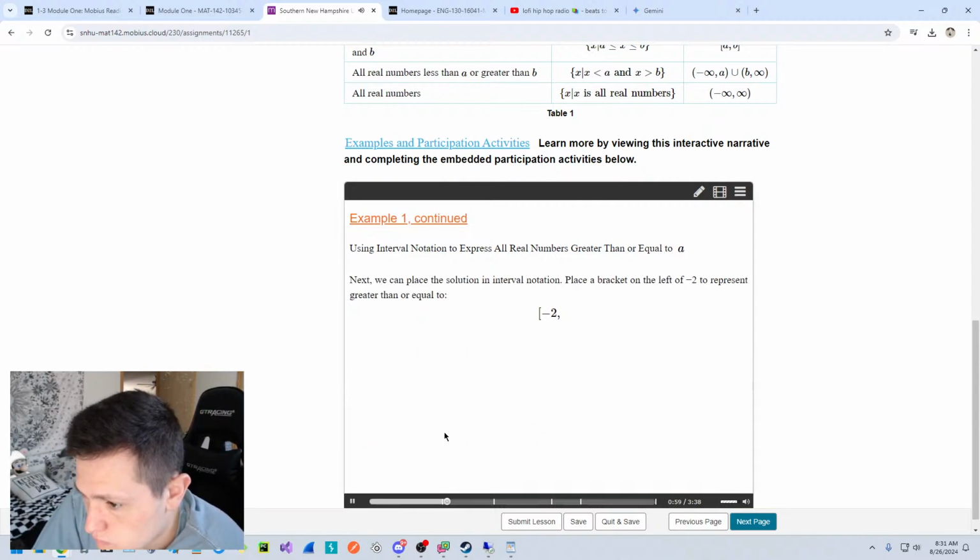Next, we can place the solution in interval notation. Place a bracket on the left of -2 to represent greater than or equal to.